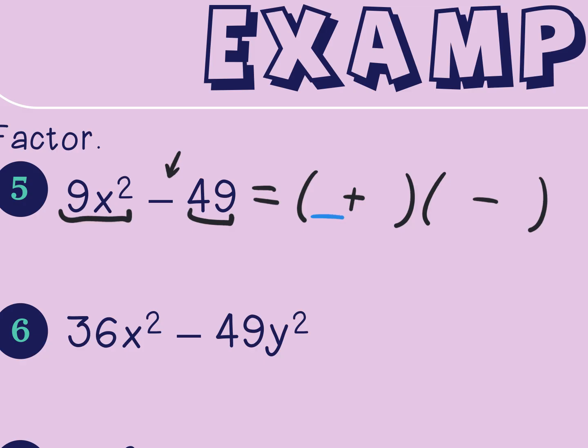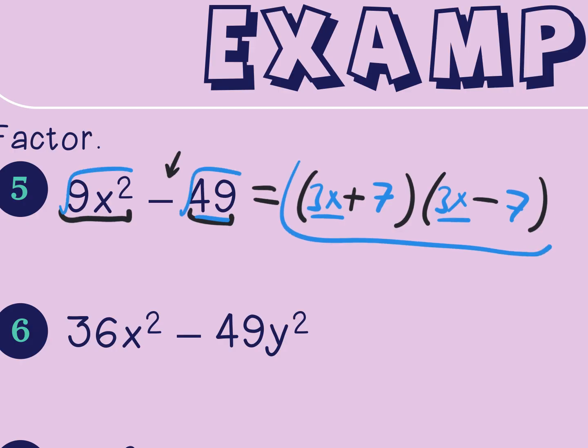What goes in the first part of it? 3x. Nice, good. And then the next set of parentheses, the next term that we see inside is going to be a 7. Right, remember, square root of the first, square root of the second. This is our final answer, nothing more we have to do.